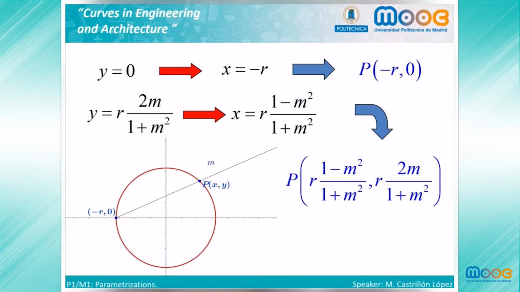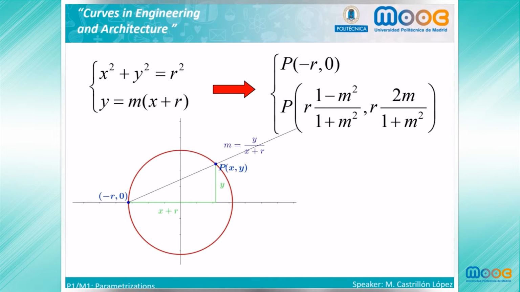Note that this parametrization is rational, as it is written as a quotient of polynomials. We have a special point, the origin of the pencil, and the others are parametrized with respect to the slope. And which is the domain of that slope? The domain is the full real line, that is, from minus infinity to infinity.